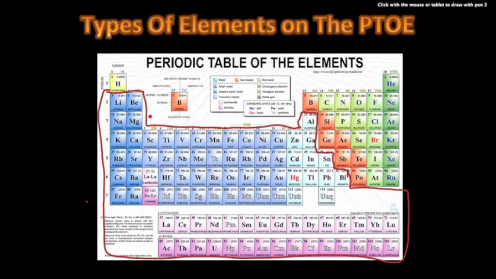The lone exception to the rule is this element here, the element hydrogen. Hydrogen is a non-metal, but because it only has one electron in its outermost shell, it sometimes acts like an alkali metal here in group 1. It has a very similar valence structure, meaning it only has one electron in its outermost shell, just like all of the metals here in group 1.